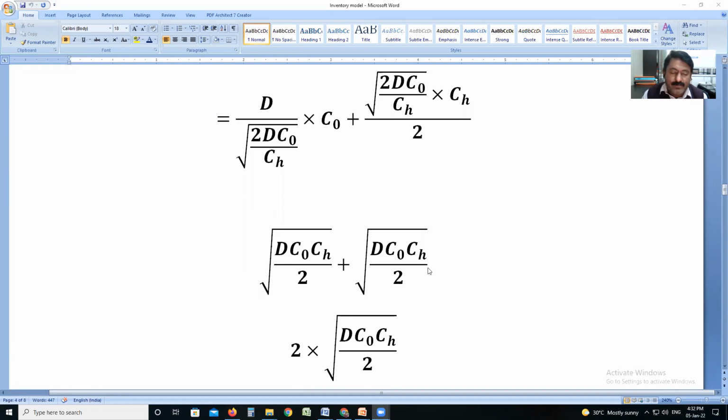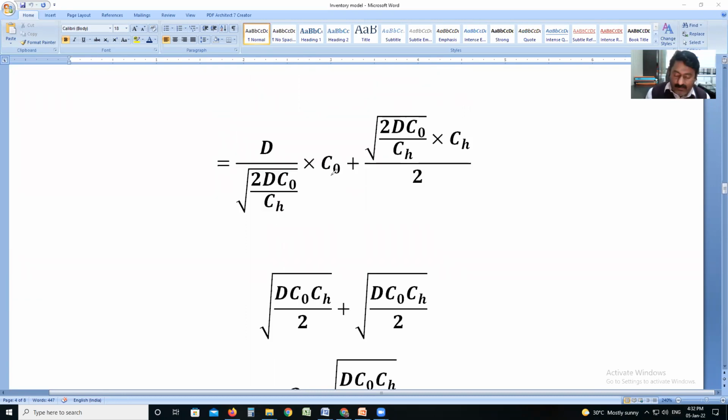After solving it, here I want to highlight one thing. In numericals, it is very important and it will be asked of you. If you solve this, the CH and the CH will get cancelled and here there will be under root CH, because under root CH will become DCH, and so this equation becomes DCO CH divided by 2. So it will get converted into this.